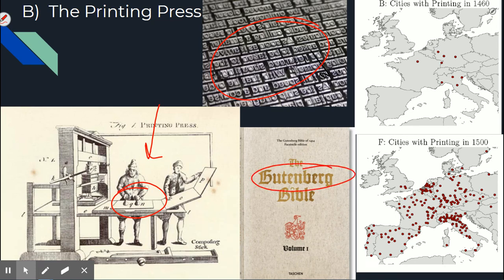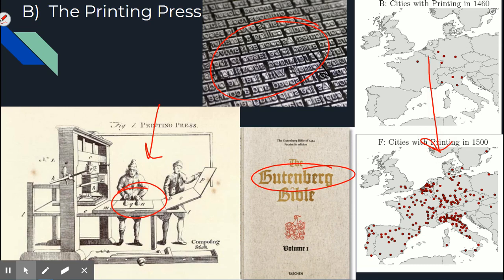And he used it to print, unsurprisingly, the Bible, because, of course, you print what people want, and what people wanted at this time was more access to the Bible. The printing press caught on, and you can clearly see that in the span of about 40 years, we greatly increased the number of printing presses in Europe. But it's difficult to overstate just how big of a deal this was.